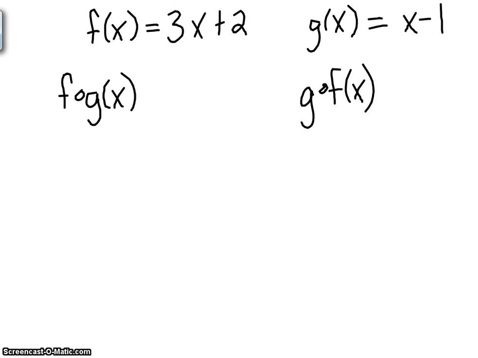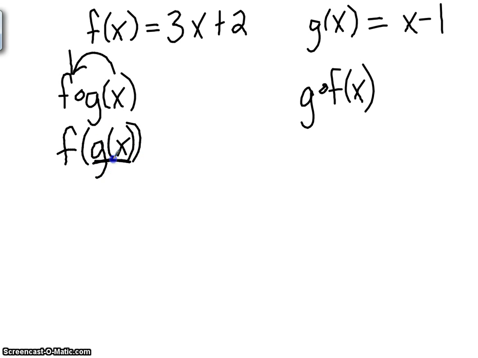So my next example, it's going to be a lot shorter than the previous one. We've got f of x is equal to 3x plus 2, g of x is equal to x minus 1. The first thing I'm asking you for is f composed of g of x. So again, g of x gets plugged into the f equation. So we have f of g of x.